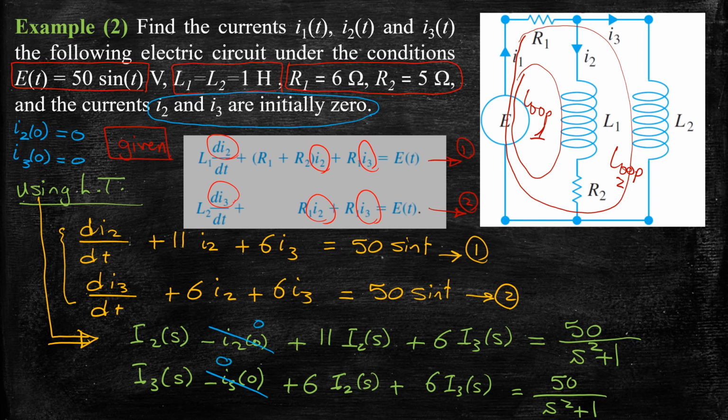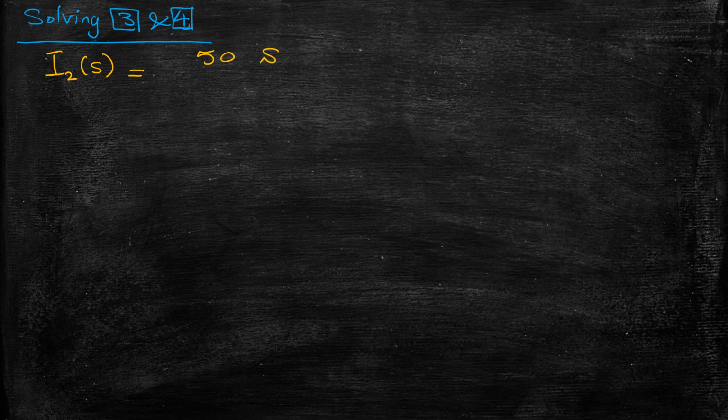After this, assuming this is equation number 3 and this is equation number 4, we can solve these equations together in the S domain. After solving 3 and 4, we end up with this interesting equation, which has I2 of S, after canceling I3, equal to 50S over (S plus 2), then the other factor (S plus 15), and the other part, which is S squared plus 1, after doing this factorization for the denominator.